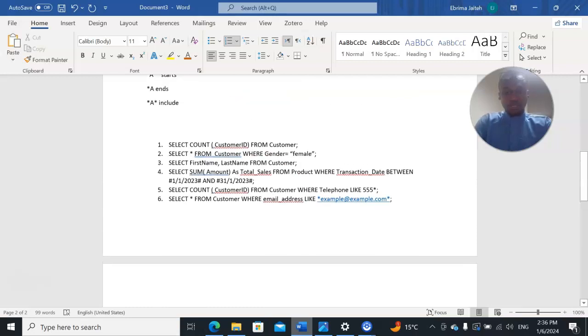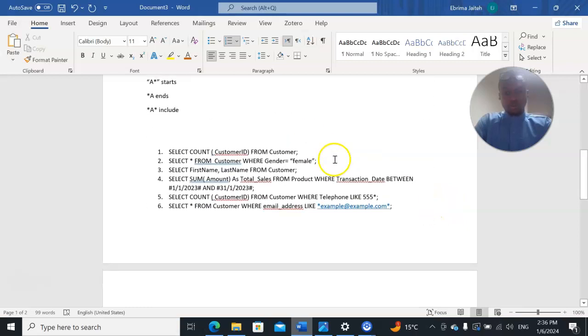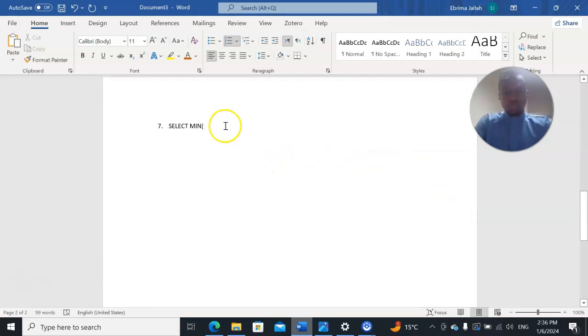So we are going to use what? Amount. Okay, we have it here. We are going to use amount. So minimum of what? Amount. And then we're going to name it as what? As minimum. Okay, as minimum.